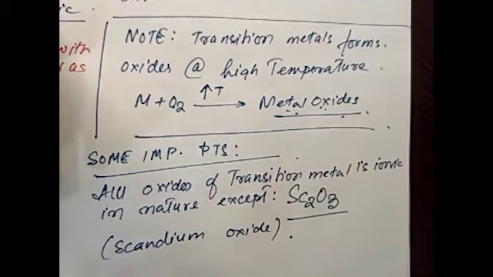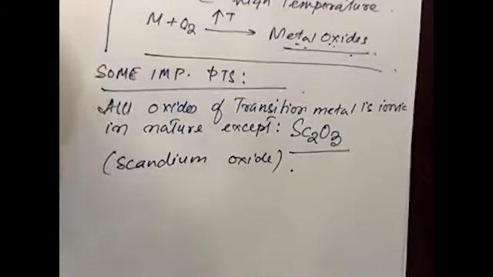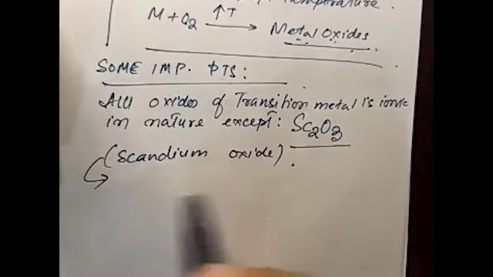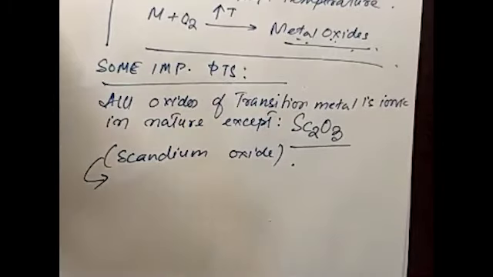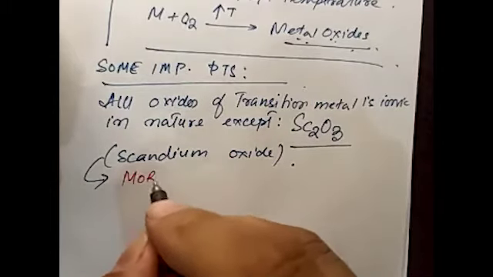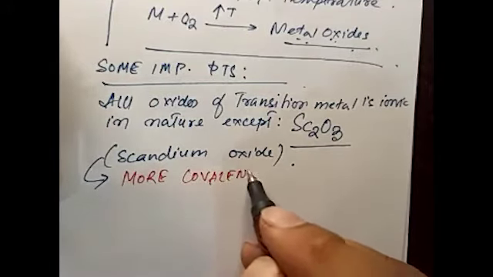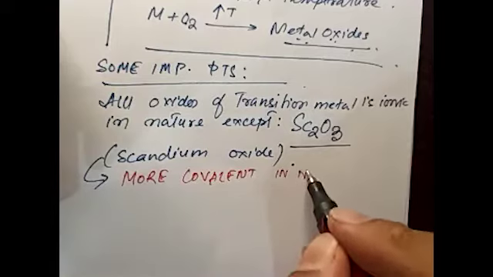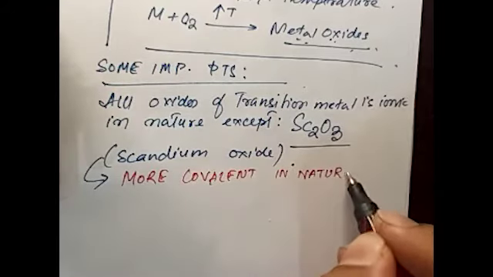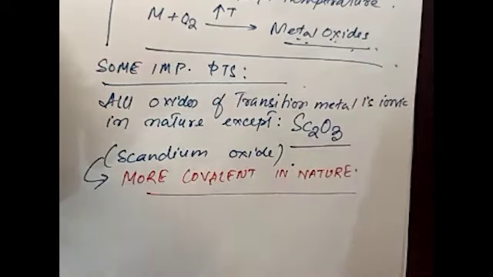Okay, except scandium oxide. Why is it not ionic? This is more covalent in nature. More covalent in nature. What is the reason behind it being so much covalent?